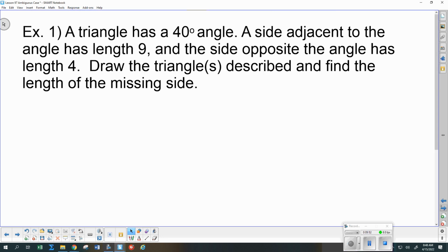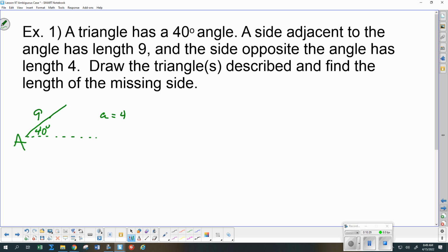All right, so here's our first one. And so we start off by drawing a sketch. What do we know? As I said, I always like to have the side I don't know down here. And then this needs to look kind of sort of like 40 degrees and however long I feel like drawing it. I'm going to call that A. The side opposite that angle that I know needs to be 4. And the side adjacent to it that I know needs to be 9. So I start off with my picture.